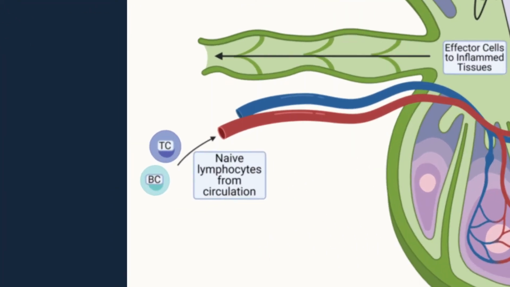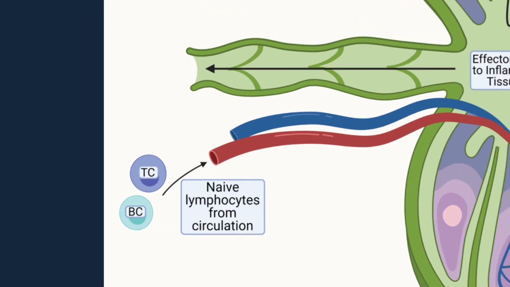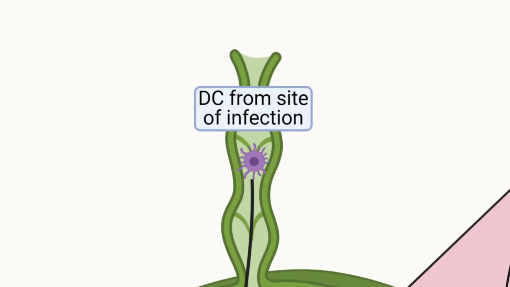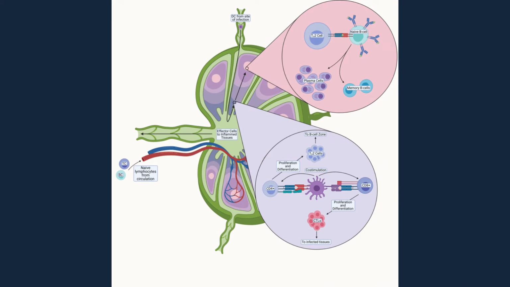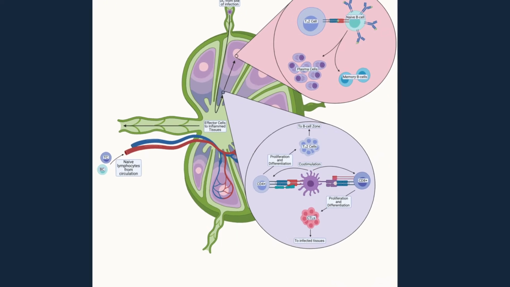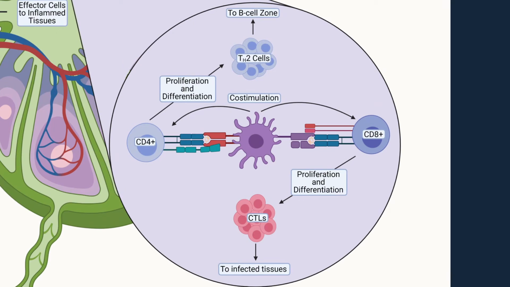Naive lymphocytes enter the lymph node from the circulation, while the activated dendritic cell will enter through an afferent lymph vessel and travel to the T cell zone. This is where the naive T cells will pass by. If a T cell possesses the matching T cell receptor for the MHC antigen complex, it will become activated.